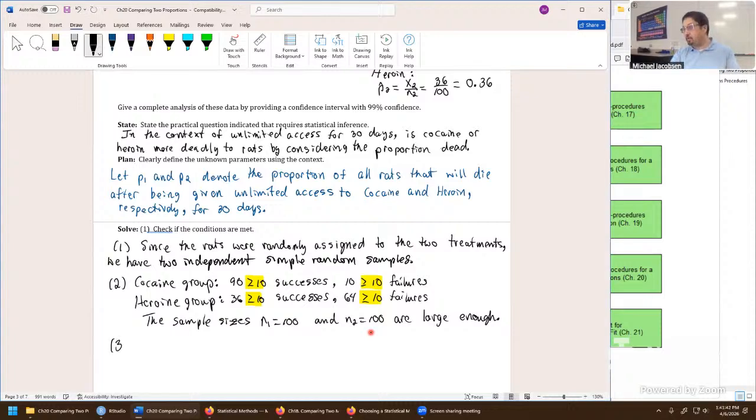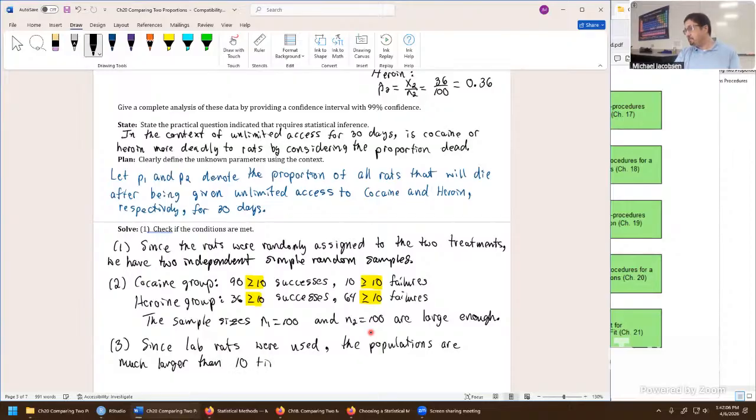So we can say here just briefly, since lab rats were used, the populations are much larger than 10 times the sample sizes.